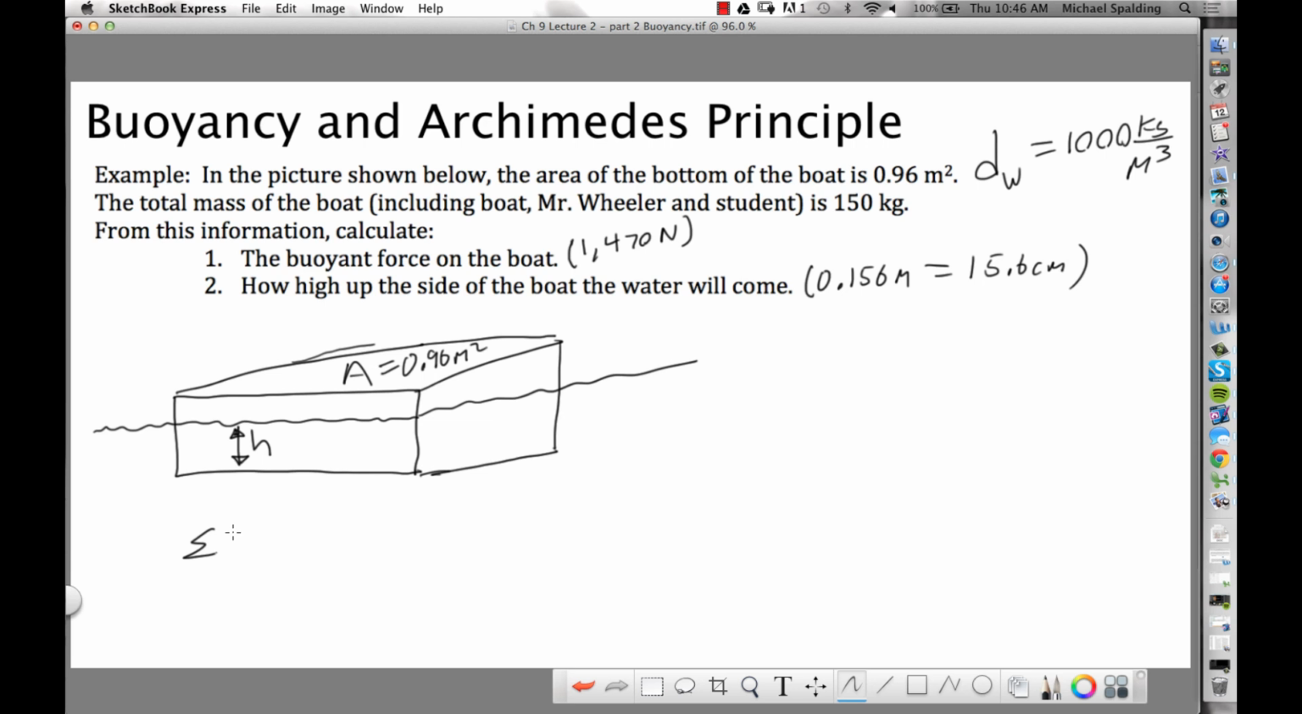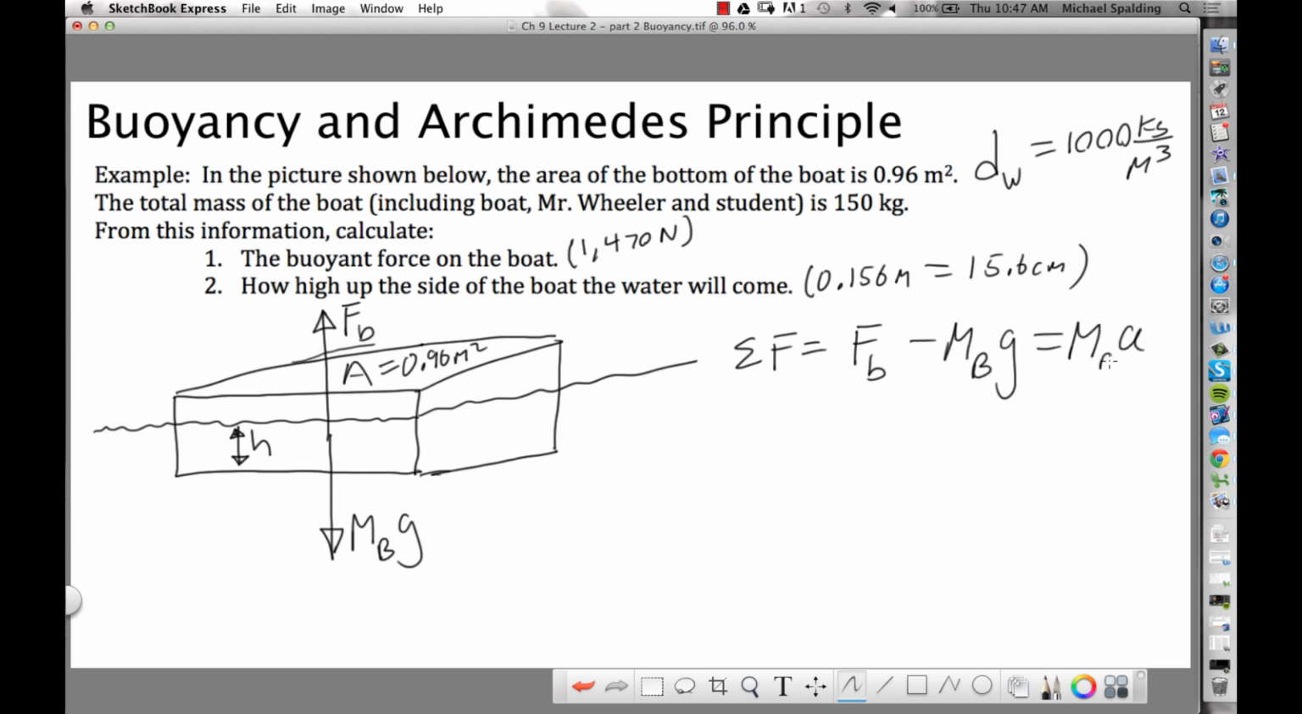Okay, so we sum the forces. Well, first of all, what are the forces? The forces on this boat: we have mg down, where that's mass of boat times gravity, and then the upward force is the buoyant force. So summing the forces, we get buoyant force up, the weight of the boat down, equals ma, where that's mass of boat times acceleration. Hey, in the problem set, there will be situations where the acceleration does not go to zero, like a stone dropped into a lake.